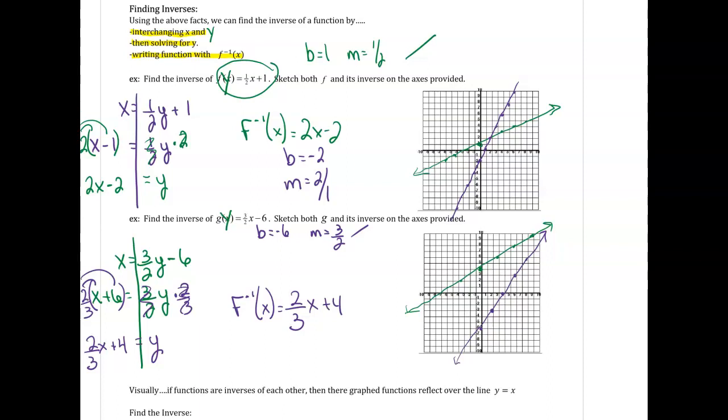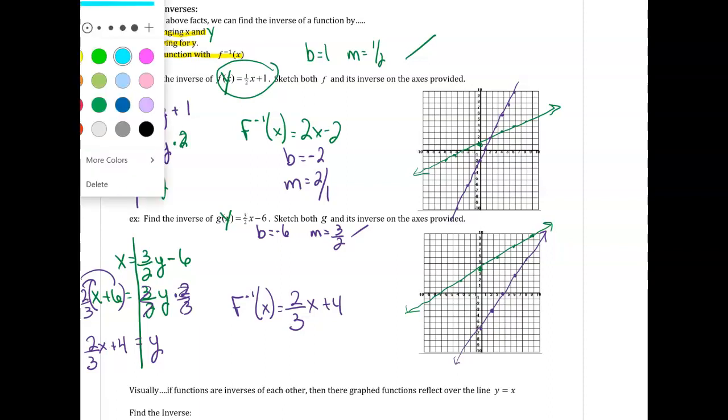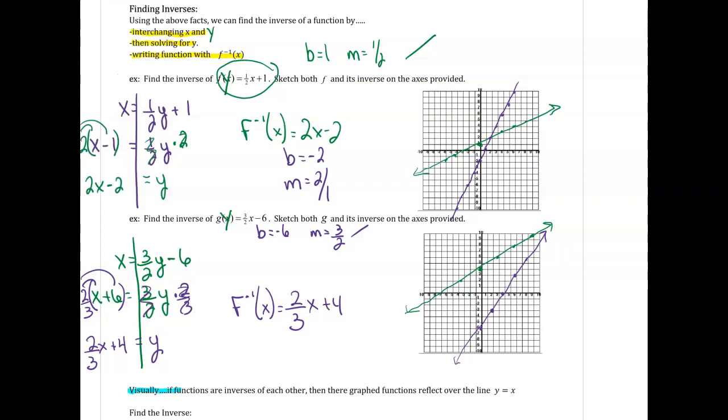And then the next thing I want to point out, because this is going to be leading to our next thing, is visually, if functions are inverses of each other, then their graphs, there is not spelled correctly, their graphed function reflects over the line y equals x. So if I graph the line y equals x, this is it highlighted, what you will see is a mirror image that the purple reflects the green over that highlighted blue line. So that's a very big thing to remember. Visually, they will reflect over the line y equals x.